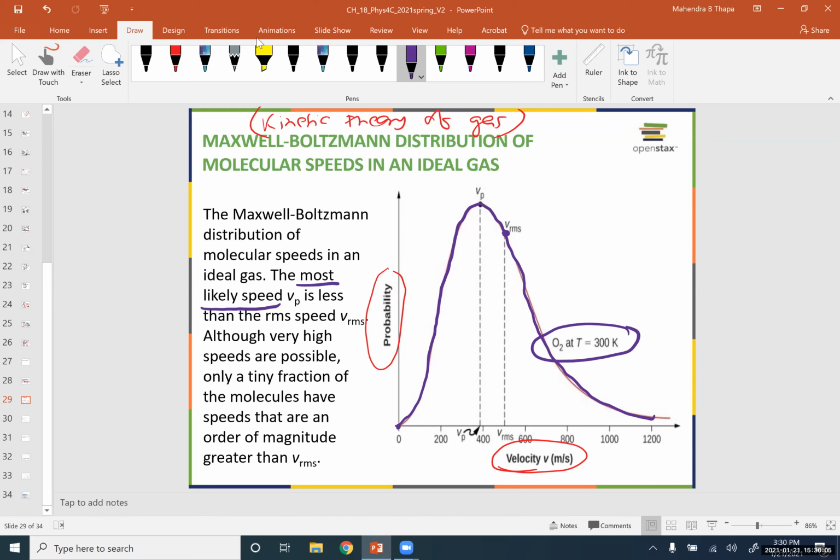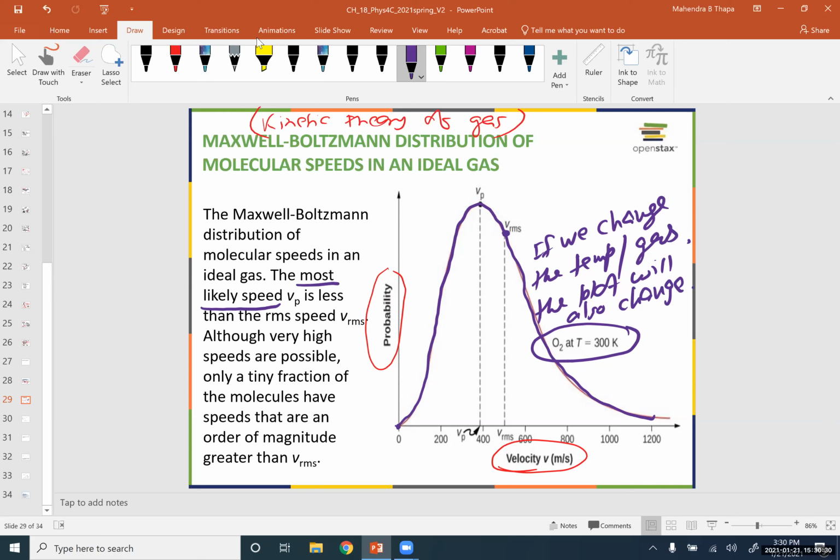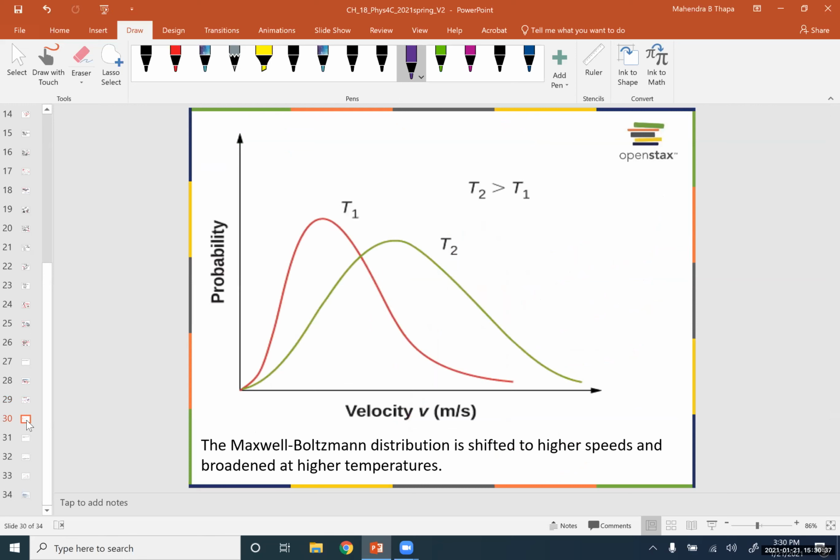Means if we change the temperature, or if we change the gas, the plot will also change. Okay, it will not be the same. But you see that vp and vrms values are very close for a given gas at a given temperature. So this is the same plot but for different temperatures.